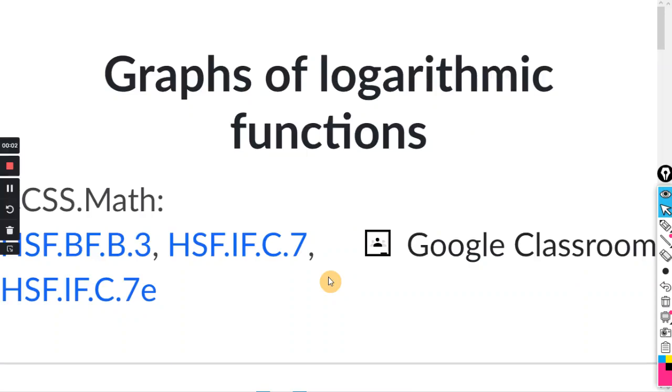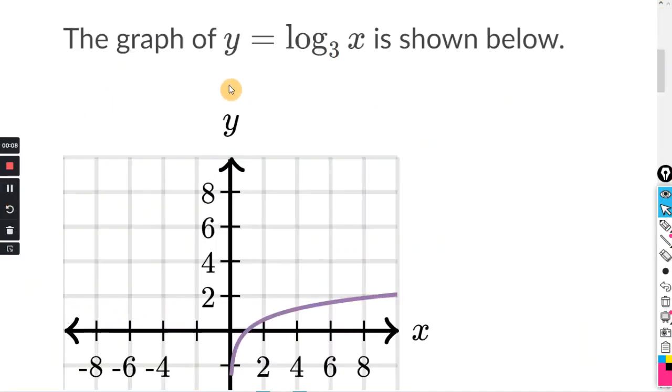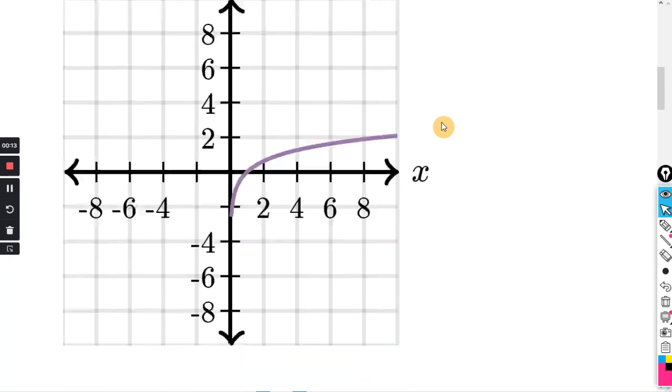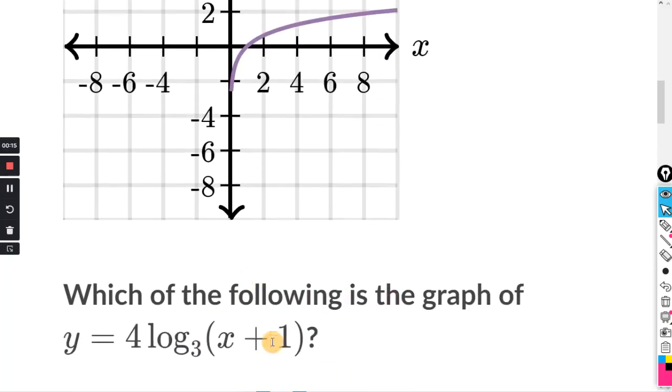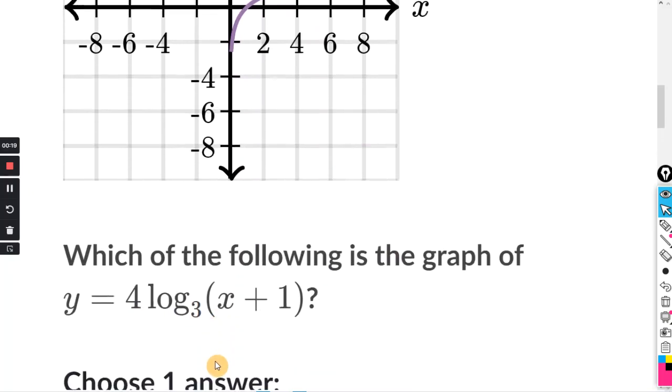This will be for the exercise on graphs of logarithmic functions. The graph of y equals log base 3 of x is shown below. Which of the following is the graph of 4 times log base 3 of (x plus 1)?